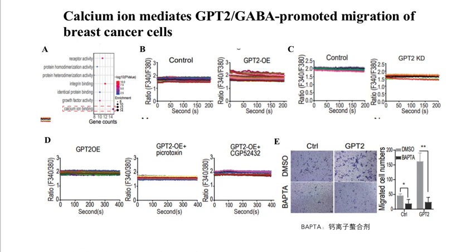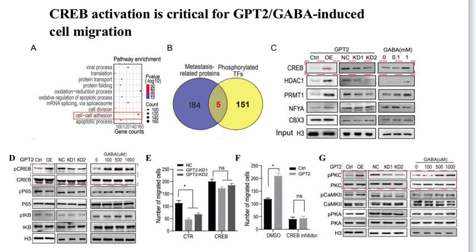After adding calcium ion chelating agent, intracellular calcium ion reduced and the migration ability of breast cancer cells decreased. Even if GPT2 is overexpressed, the migration ability of the breast cancer cells is still decreased after adding calcium chelating agent. Therefore, calcium ion mediated the migration of GPT2 or GABA promoted breast cancer cells. CREB activation is the key to GPT2 or GABA-induced migration of breast cancer cells.